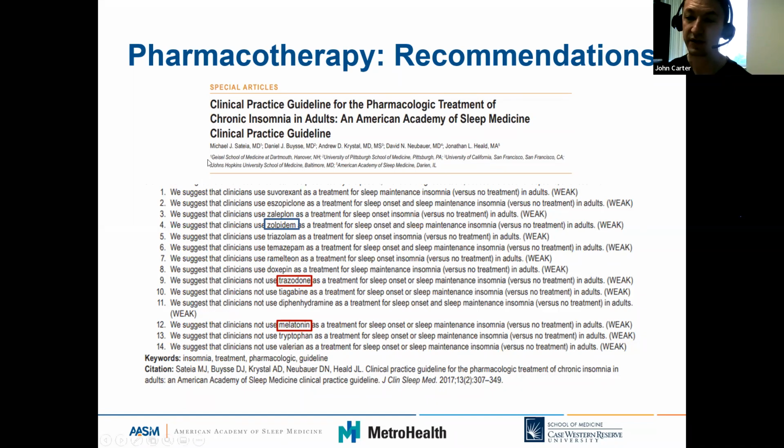When I show this slide to primary care docs, particularly our primary care residents, one of the very common elements of feedback is, if we look at the top few medications that are recommended, this one's a controlled substance, this is a controlled substance, this one, this one, this one, this one. Those are all controlled substances. Ramelteon is not, doxepin is not. So of the 8 recommended medications, 6 of them are controlled substances.